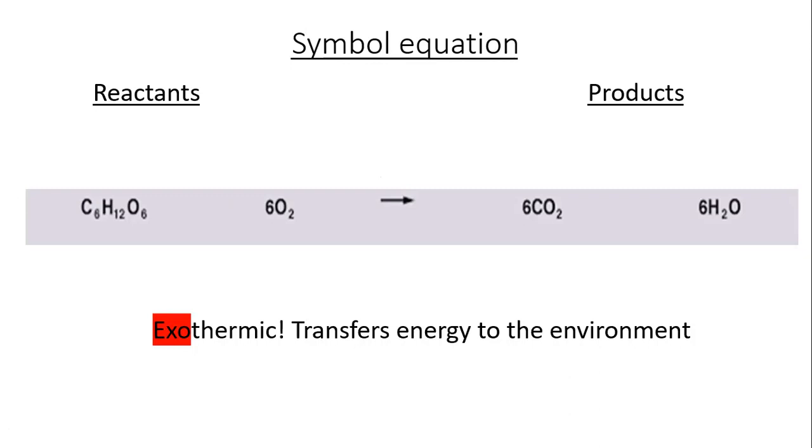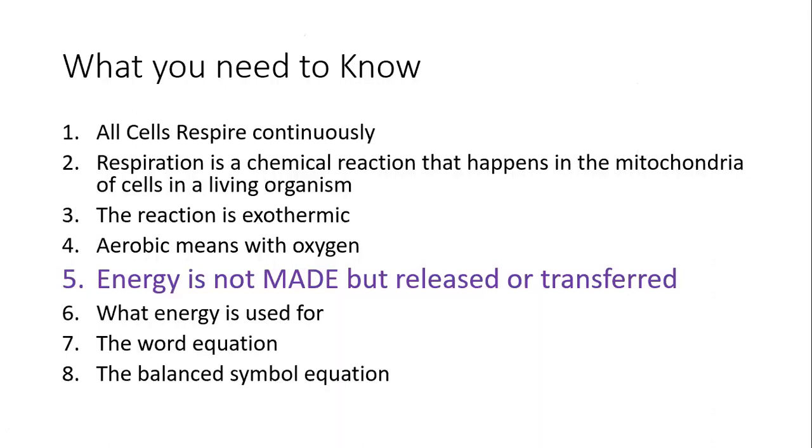To summarise, respiration happens in all cells and it happens continuously. It is a chemical reaction that happens within the mitochondria. This reaction is exothermic and aerobic means with oxygen. Energy is not made, but it's released or transferred from glucose. Energy is used to maintain body temperature, for muscle contraction and movement, and to build large molecules from small molecules.